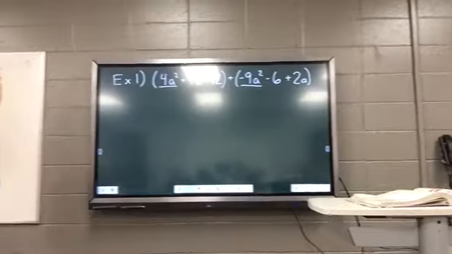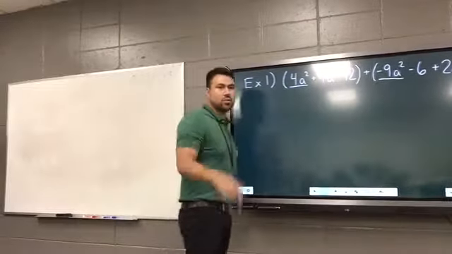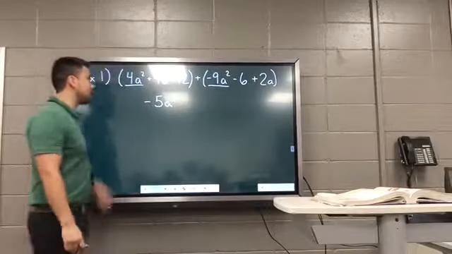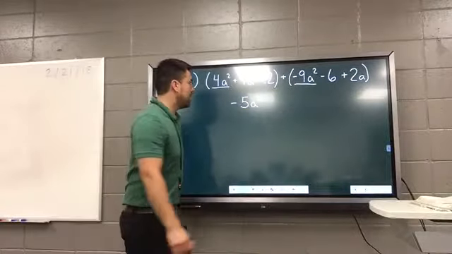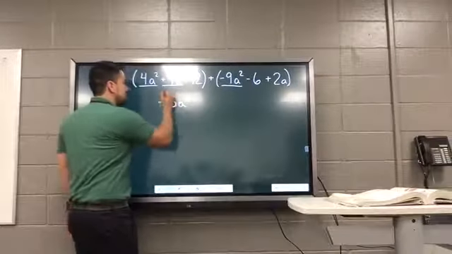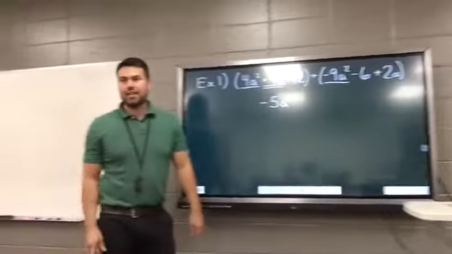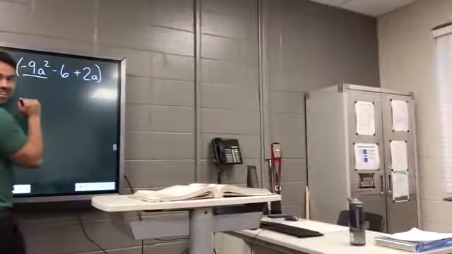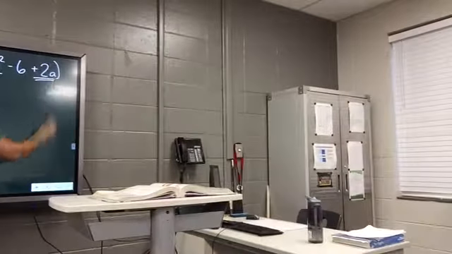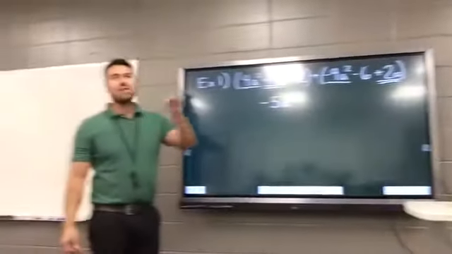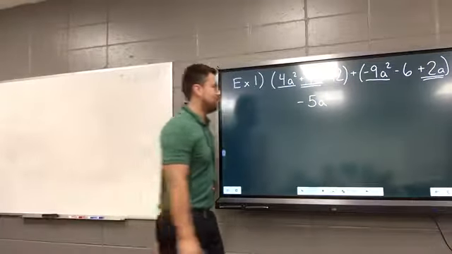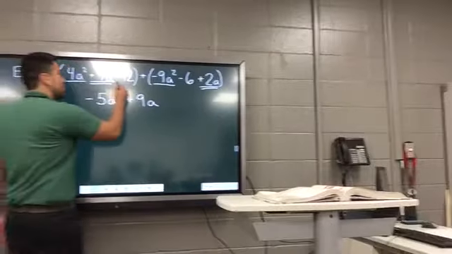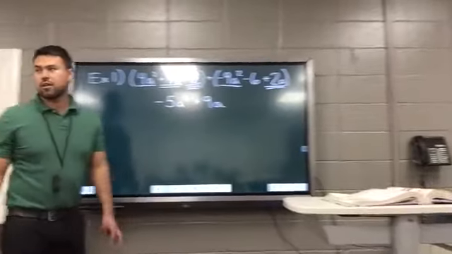What's 4a squared plus negative 9a squared? Negative 5a squared. That's what happens when you combine these two with addition. Is there any like term to positive 7a? James? Good. Positive 2a. What's positive 7a plus 2a? Positive 9a. Is there any like term to negative 12?